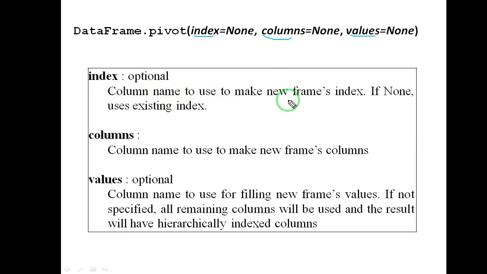So the index argument is optional. It is the column name to use to make the new frame's index. If none, it will use the existing index. If you want to make a particular column's values the index, then you have to specify the name of that particular column over here.